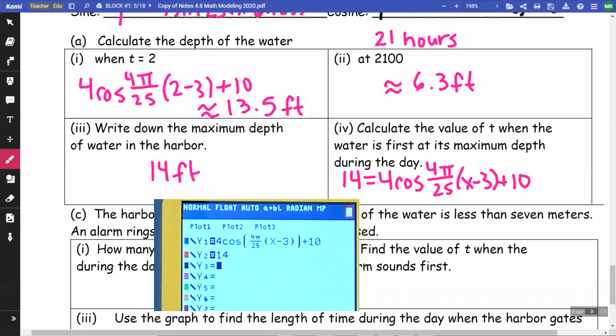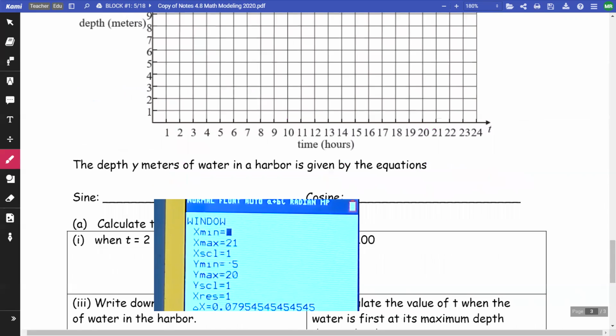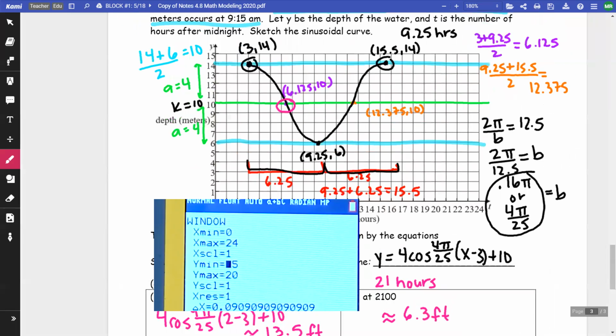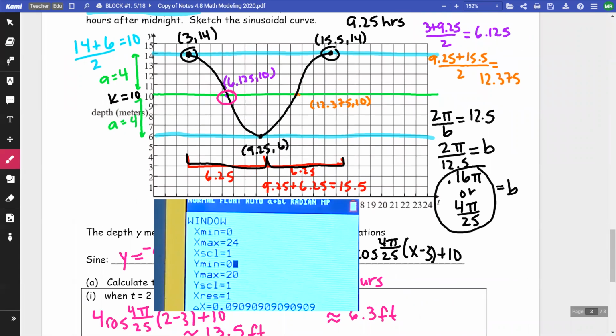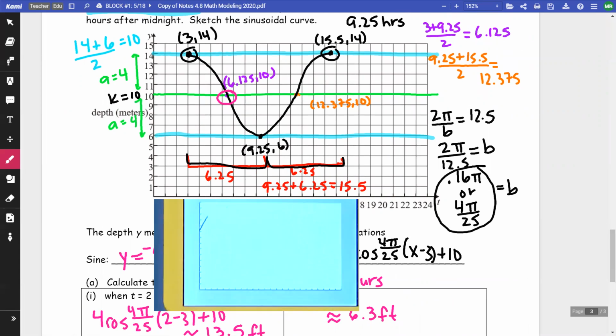Okay. And I'm going to go to the window on the calculator. And if I'm looking at this, we're going 0 to 24 hours in a day. We're going from 0 to, let's say, 15. I'm going to scale it the way it is in the picture. So 0 to 15. And then I'm going to hit graph.